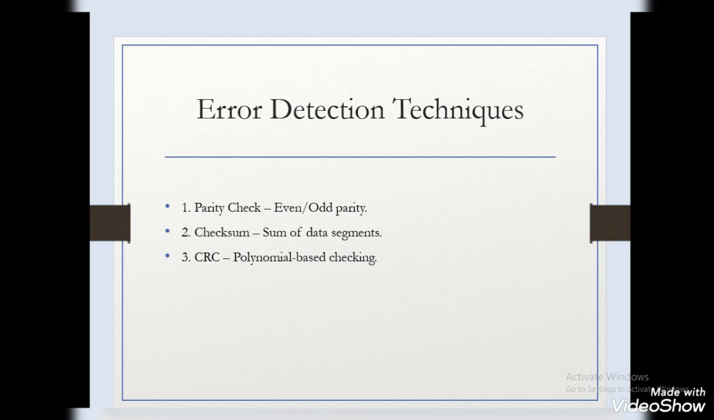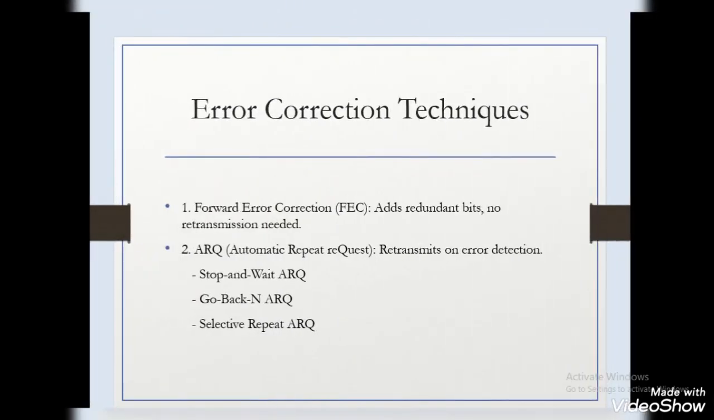And CRC, denoted as cyclic redundancy check, in which polynomial-based checking is used. This polynomial technique is very accurate for detecting burst errors. My seventh slide shows error correction techniques.